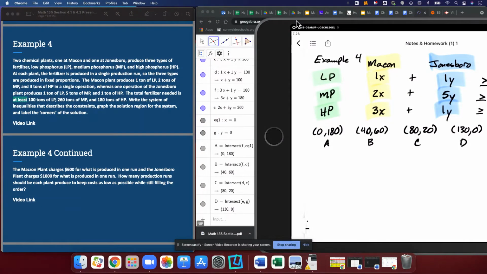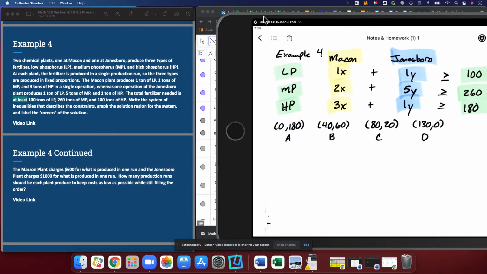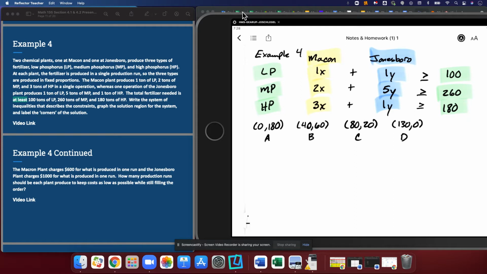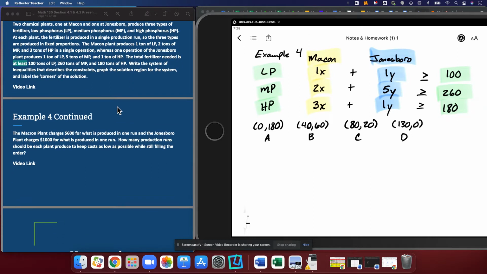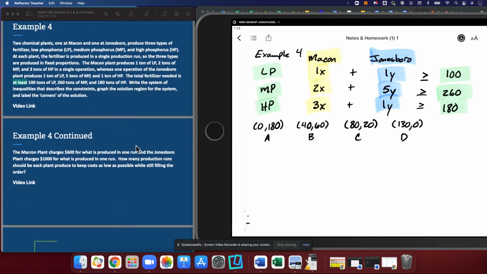All right, so with example 4 continued, recognize that people that do this make tons of money because of this exact reason. We have the Macron plant that charges $600 for what it produces in one run, and Jonesboro charges $1,000 for what is produced in one run. How many production runs at each company, at each plant? How many production runs should each plant produce to keep costs as low as possible while still filling the order?